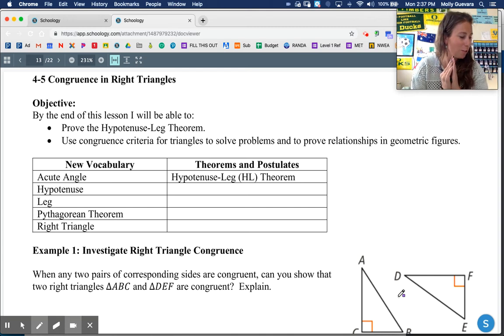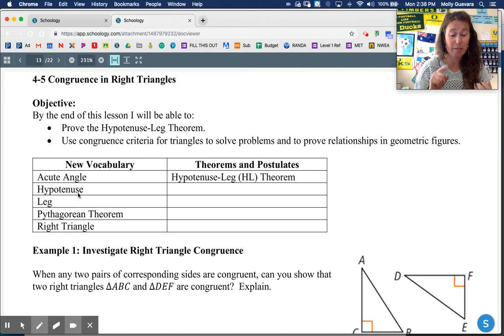Welcome back. We get to do 4.5 today, which is all about right triangles. How can I show that two right triangles are congruent? We have quite a few theorems. Sorry, not theorems, but vocabulary. It's not really new vocabulary. We're just going to review this vocabulary, okay? And then we're going to learn one more condition.